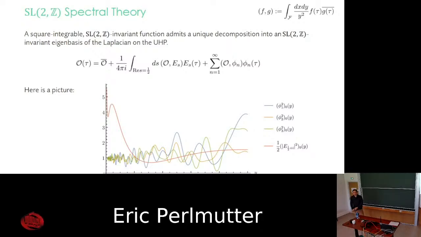I presented it for modular invariant forms. If you want to add weight, you need to say what the weights are on the left and the right. And I don't know if there's such a universal basis for arbitrary, uncorrelated left and right weights.